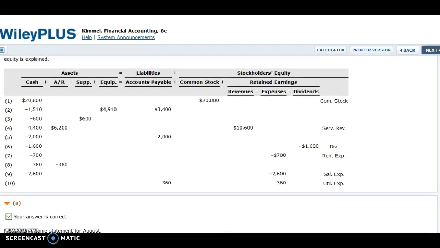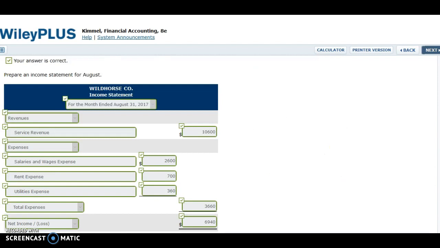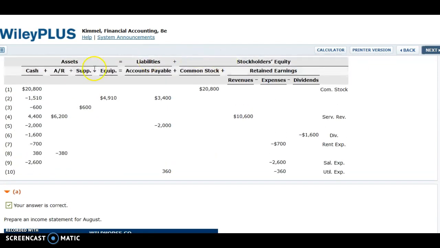Supplies, one line, right? 4,910. Nope, that's equipment. Whoa! Let's make sure we're reading this correctly. This is equipment. This is supplies, and supplies is 600. 4,910 is equipment.